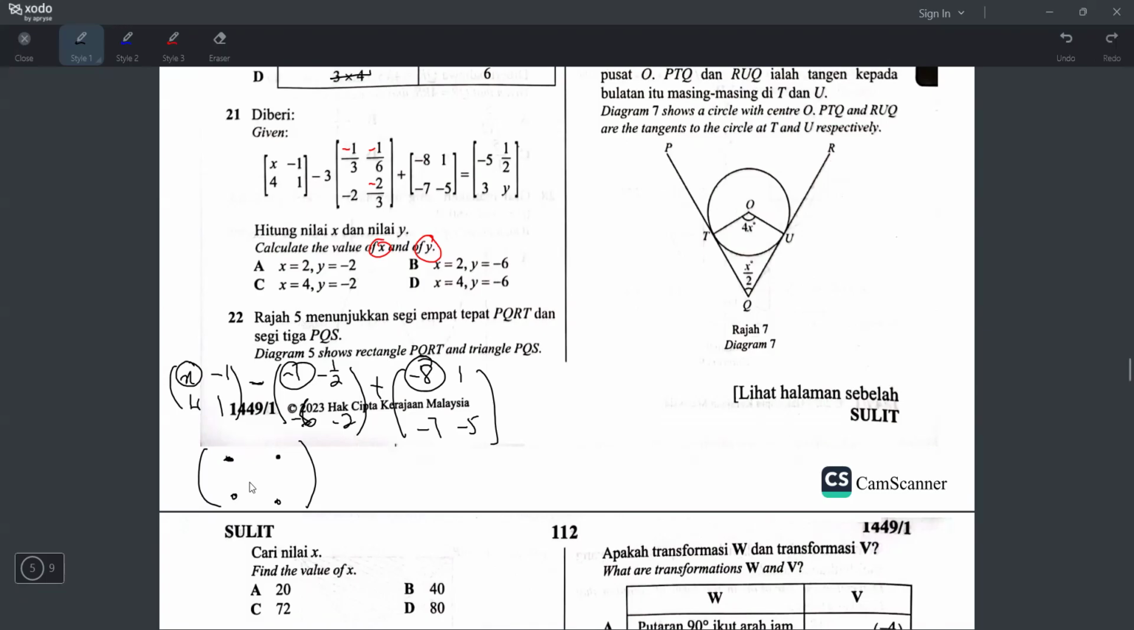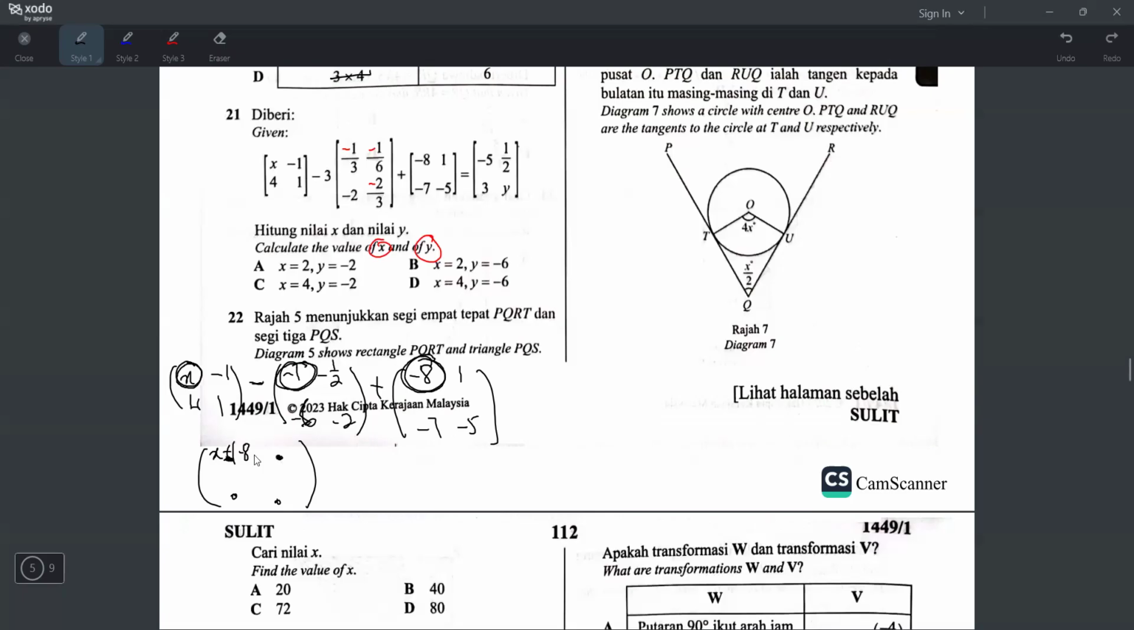So kalau you nak dapatkan nilai atas sebelah kiri, you kena ambil atas sebelah kiri, tolak dengan atas sebelah kiri, tambah dengan atas sebelah kiri. Macam ni. So it becomes x minus -1, which is x plus 1. And then plus -8, which is -8 macam ni. Right?